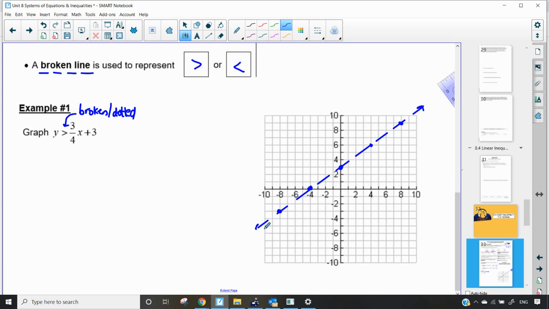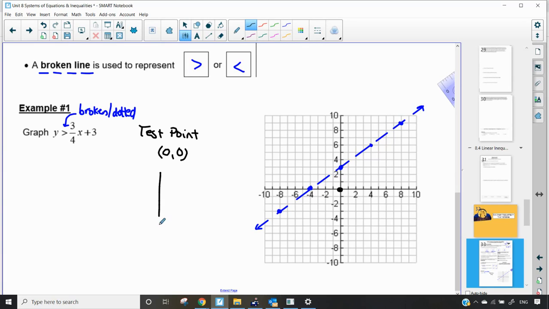Now, once we have our boundary line drawn, we're going to choose a test point, and I typically choose 0, 0, so I choose the origin. The only time that I would not be able to do that is if that point falls on the boundary line. So when we're checking test points, we want to make sure that we pick points that are not on the boundary. All right, so my test point here is 0, 0.